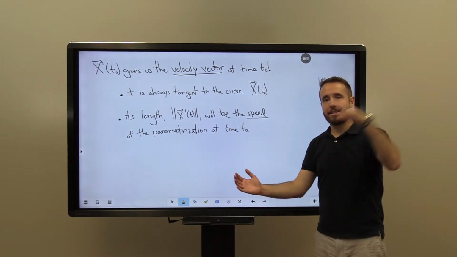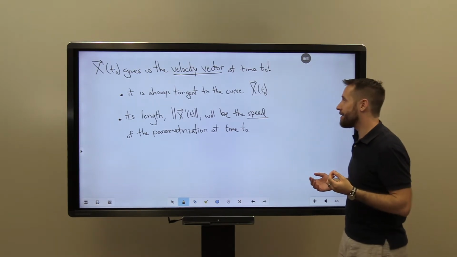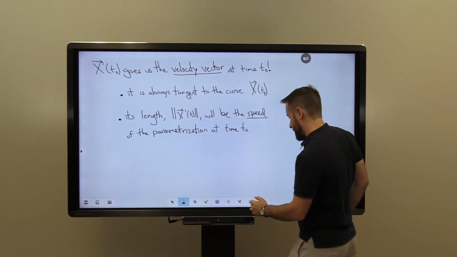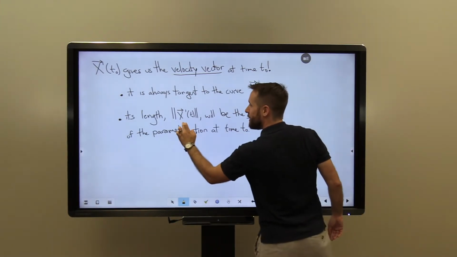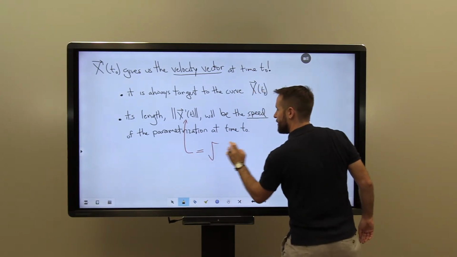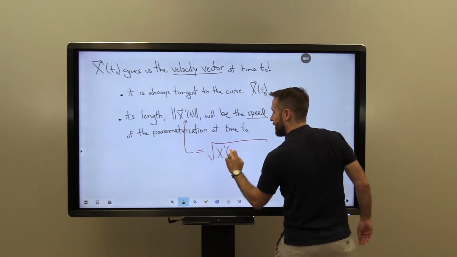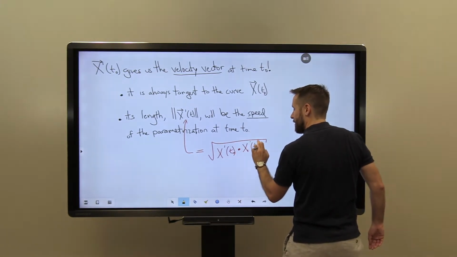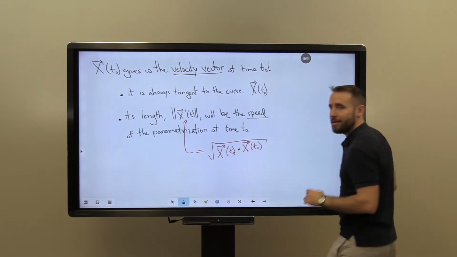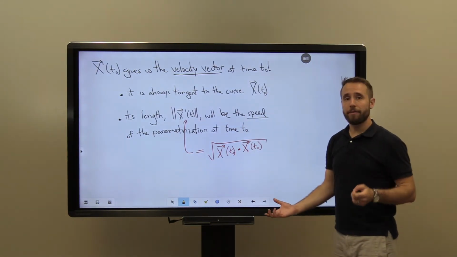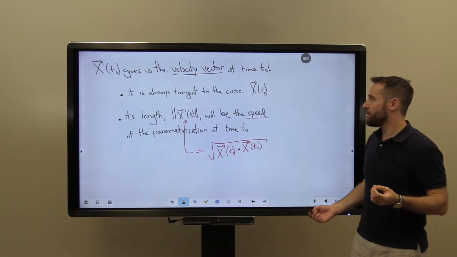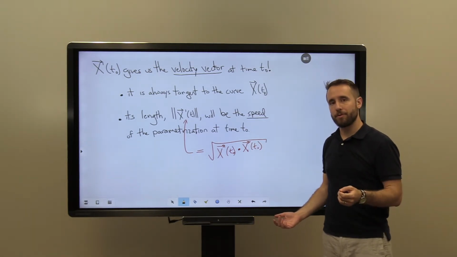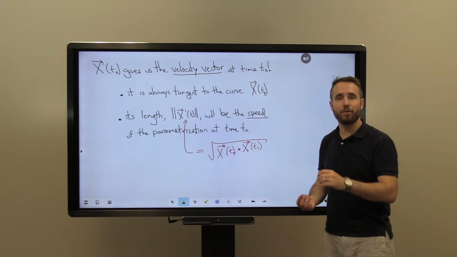And its length, because we keep scaling it up by this extra factor, turns out to be, as a reminder, length is denoted like this, and is equal to the square root of x prime of t naught dotted with x prime of t naught, because that length is just going to be the square root of that vector dotted with itself. That length will actually be equal to the speed at that given time, the speed of the parameterization, showing the speed at which we are tracing out this curve.